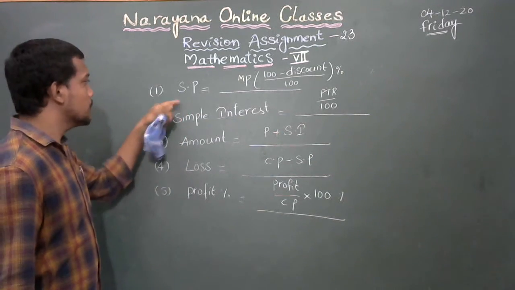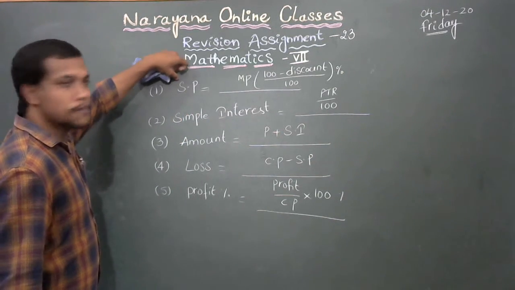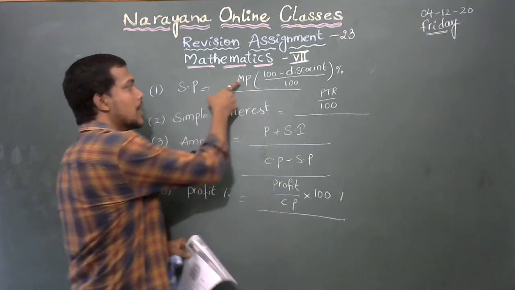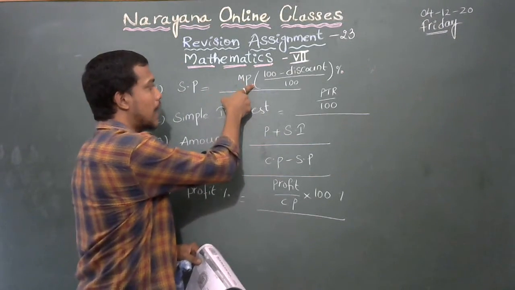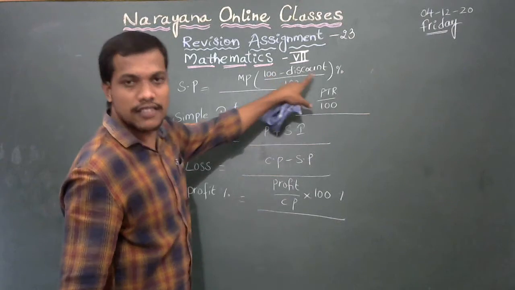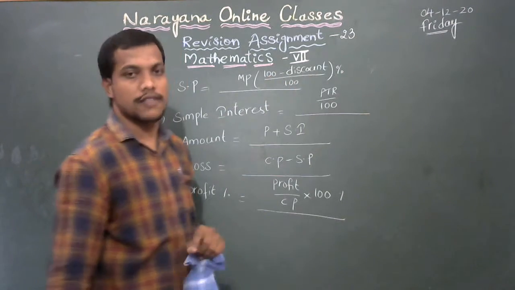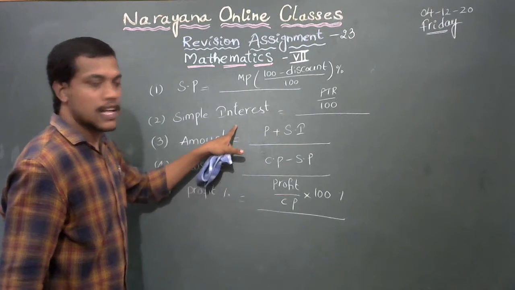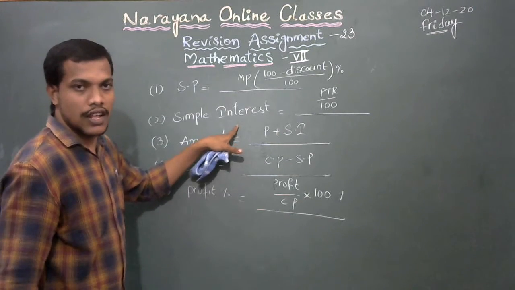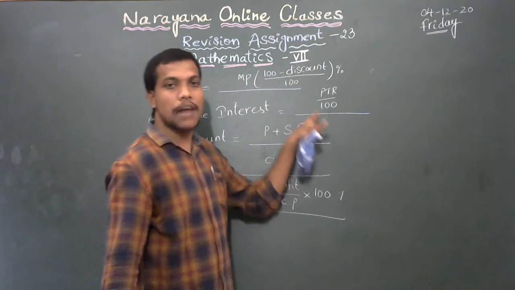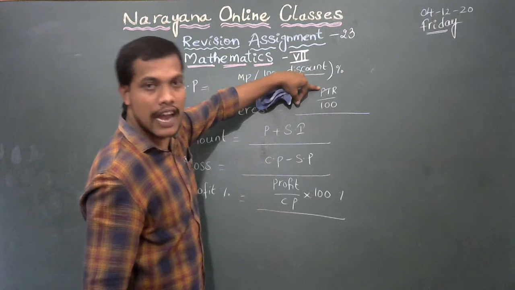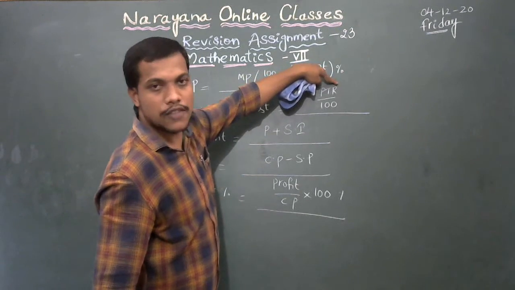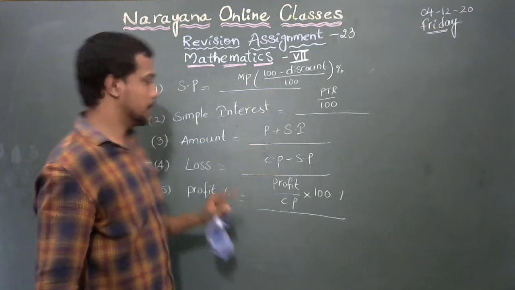So here, first one, selling price, SP. Selling price equals market price into bracket 100 minus discount by 100 into percentage. Coming to the second one, simple interest. Simple interest is nothing but PTR by 100, where P stands for principal, T stands for time, R stands for rate of interest by 100.